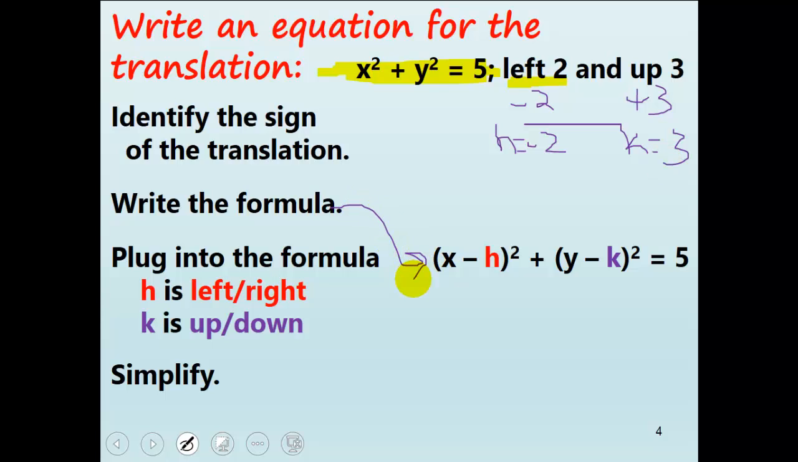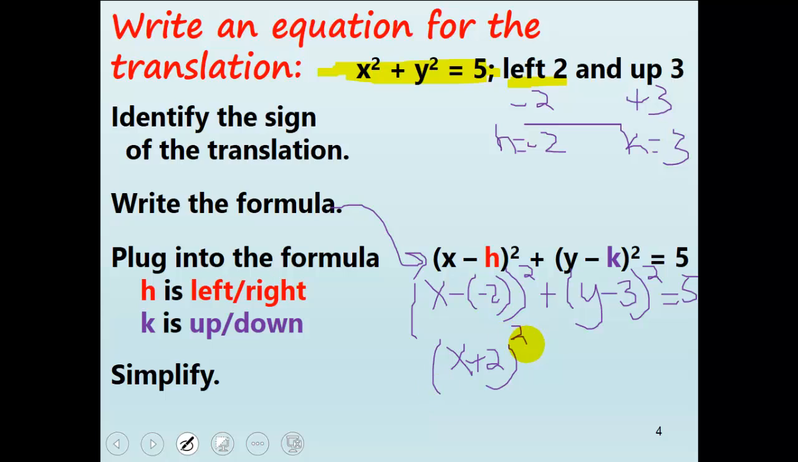Write your formula down and now plug in: x minus -2 squared plus y minus 3 squared is equal to 5. And now I'm going to get rid of those double negatives. So I get x plus 2 squared plus y minus 3 squared is equal to 5. And I just wrote the equation for the translation. So try the video question. Write down what you did so that we can talk about it if you get it wrong.